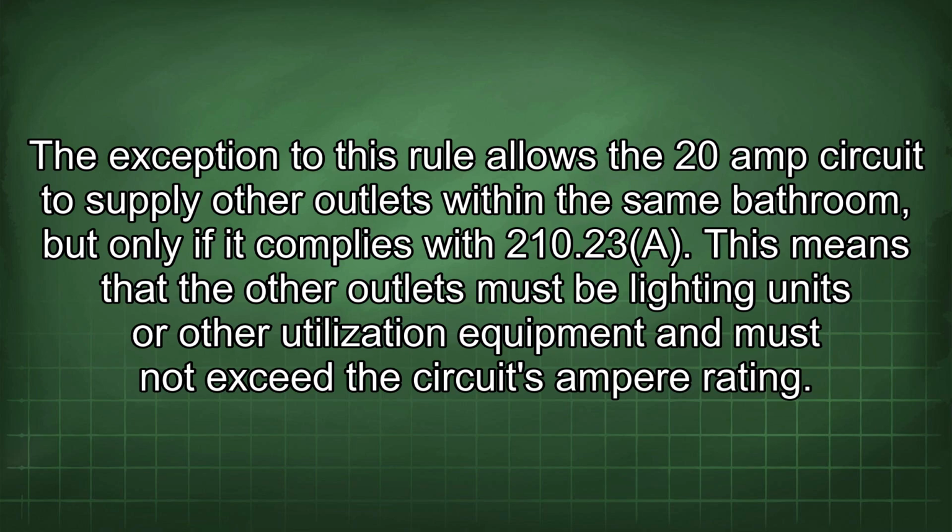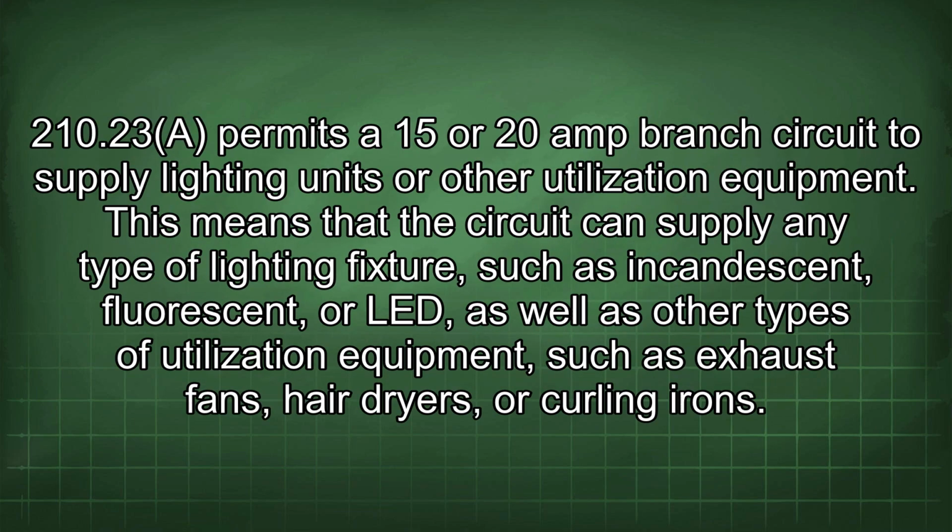bathroom, but only if it complies with 210.23(A). This means that the other outlets must be lighting units or other utilization equipment and must not exceed the circuit's ampere rating. 210.23(A) permits a 15 or 20 amp branch circuit to supply lighting units or other utilization equipment. This means that the circuit can supply any type of lighting fixture, such as incandescent, fluorescent, or LED, as well as other types of utilization equipment, such as exhaust fans, hair dryers, or curling irons.